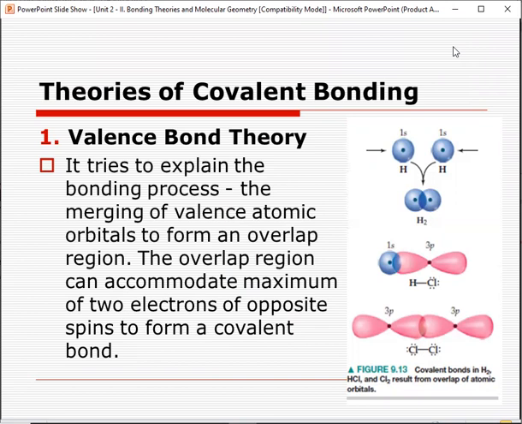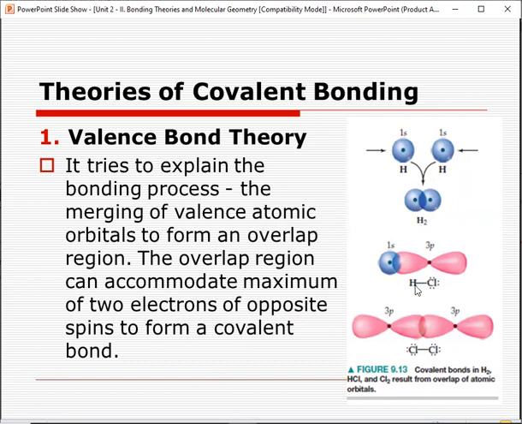The overlap region can only accommodate a maximum of two electrons of opposite spins to form a covalent bond. So for example, for H2, there are two hydrogen atoms, and when they bond together, there is an overlap region, and this overlap region can accommodate a maximum of two electrons of opposite spins to form a covalent bond.